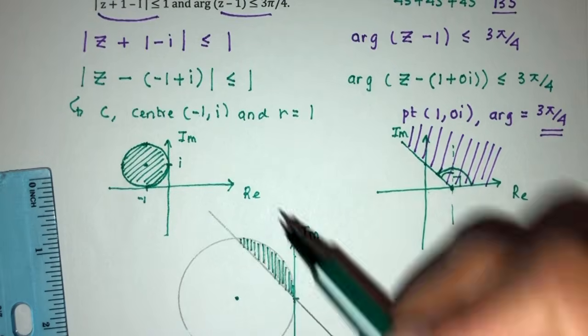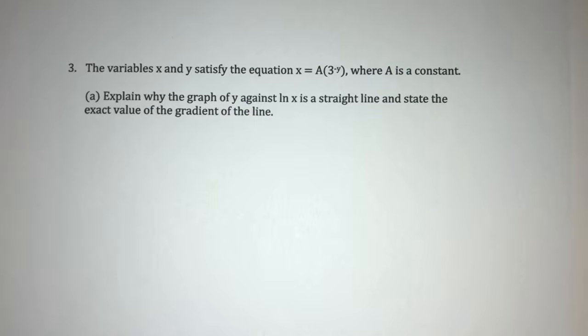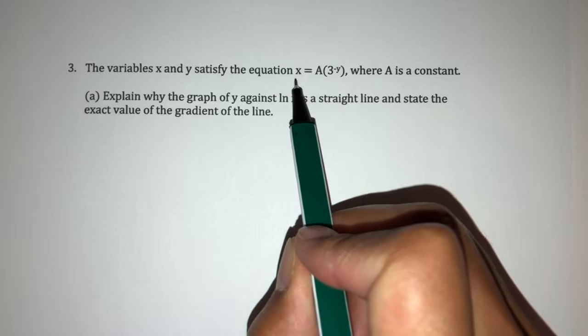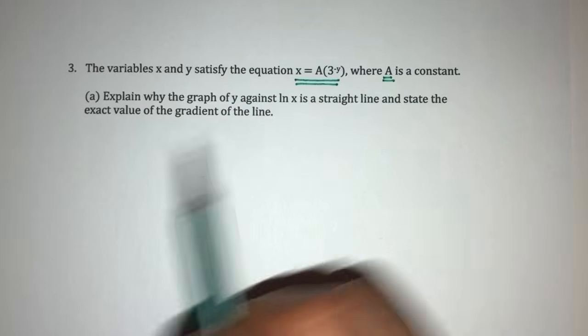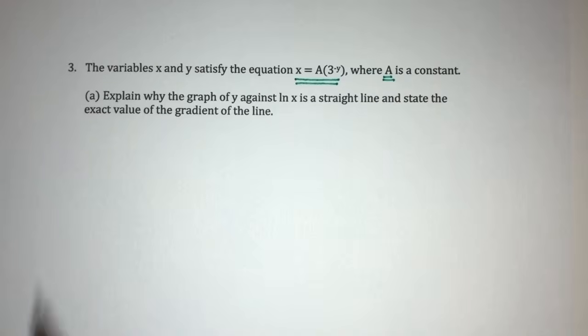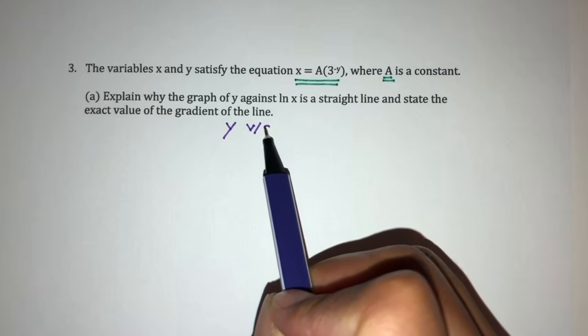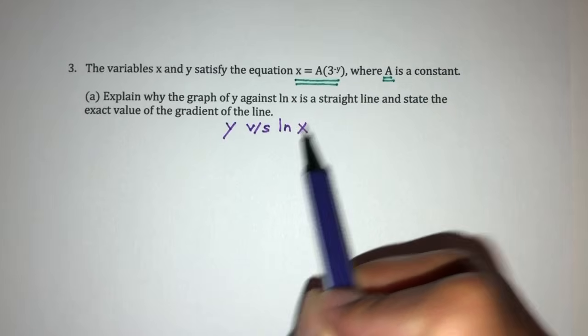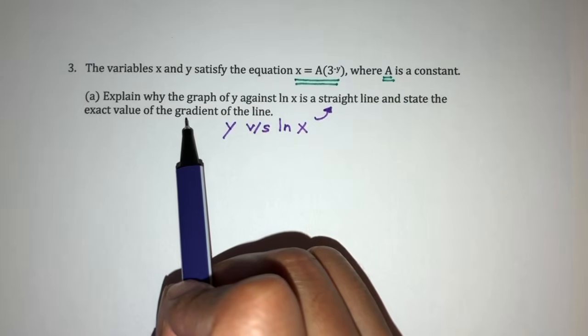Okay, that will be the answer for your question number 2. Let's move on to question number 3. The variables x and y satisfy the equation this. Great. Okay, now where a is a constant, no big deal. Now part 1, explain why the graph of y against ln x is a straight line, and state the exact value of the gradient.